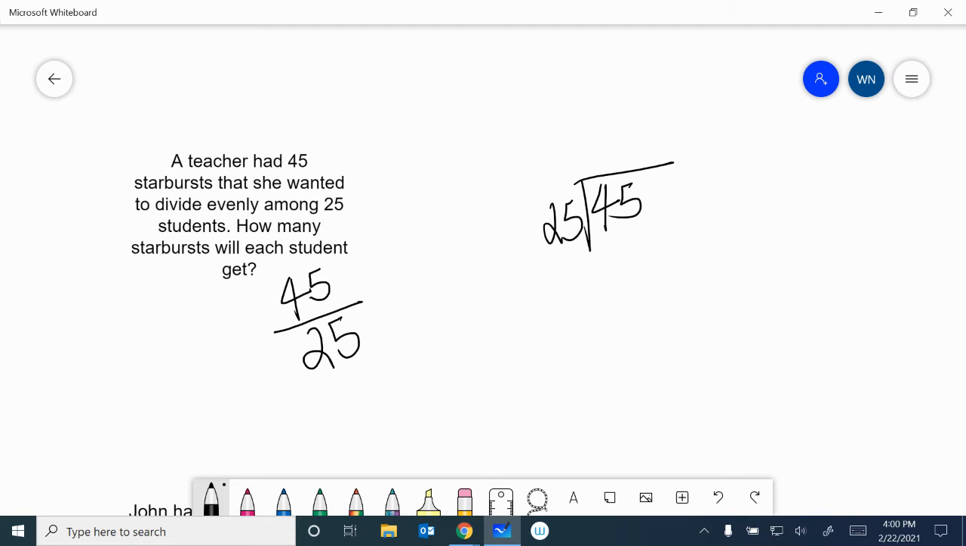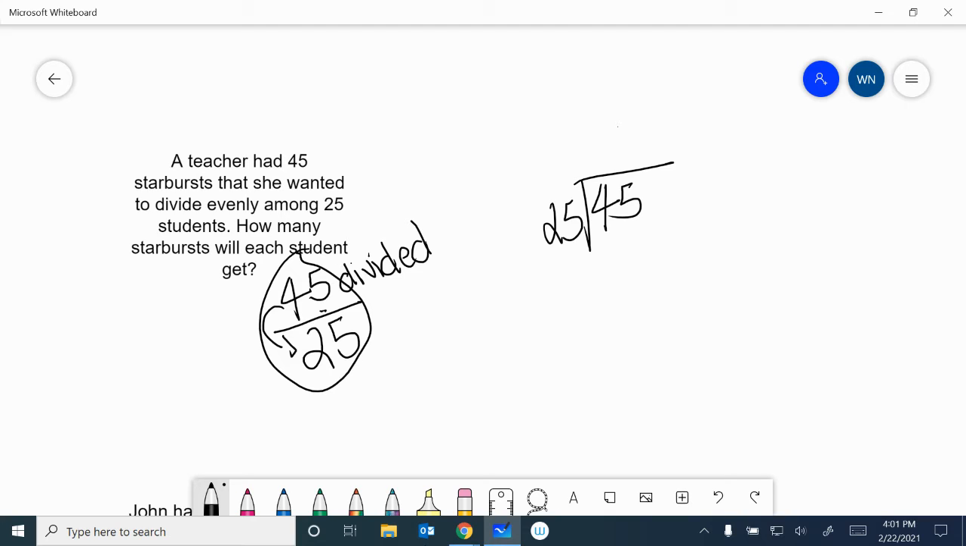And the most important thing to remember, you cannot forget the number that goes on top. Since it is the dividend, it is the part that is divided up. I can cut up those 45 starbursts and give them to the students, but I cannot cut up the 25 students and give them to the 45 starbursts. The number that you're going to cut up or divide always goes on top. So your answer for this one would be 45 over 25, but you know we're going to have to solve it. So you should write 45 over 25 on your paper. And then let's go ahead and get solving.